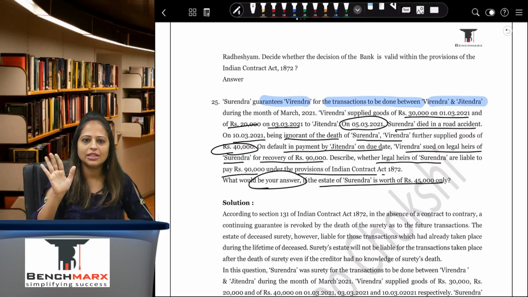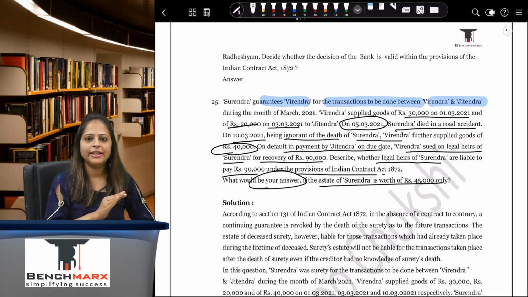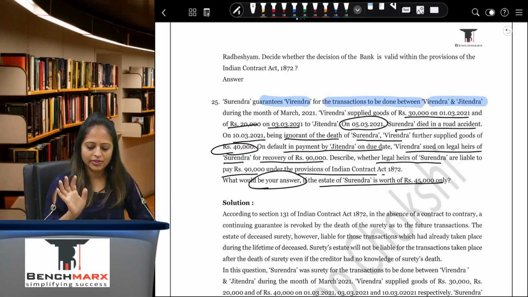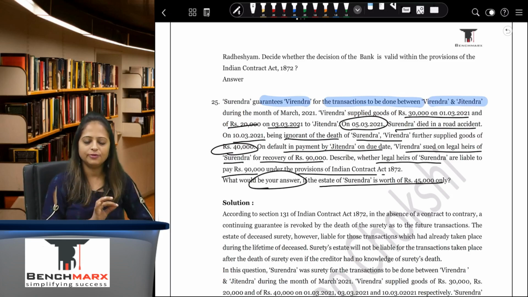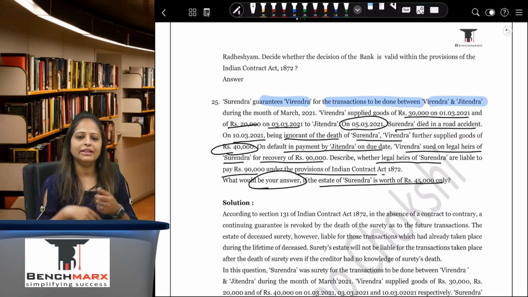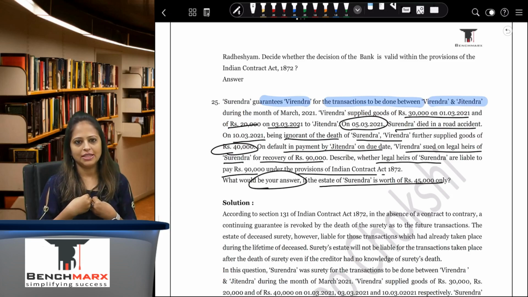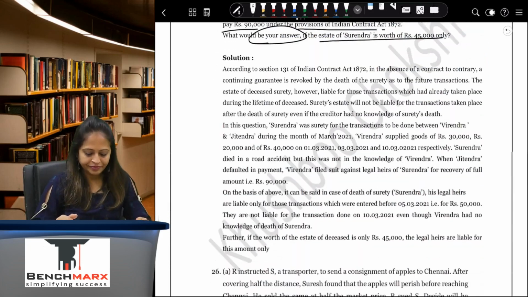So for 40,000 which they have transacted after the death, they are not liable. Before the death, they are liable for the transactions which have happened. So if he makes a default of 90,000, then they will be liable up to 50,000 rupees and not more. Now the second question that's being asked here is that if the estate of Surendra is worth rupees 45,000, so here the legal heirs are getting only 45,000 from his estate, and if the liability is 50,000, they will be liable only to the extent of 45,000, correct?